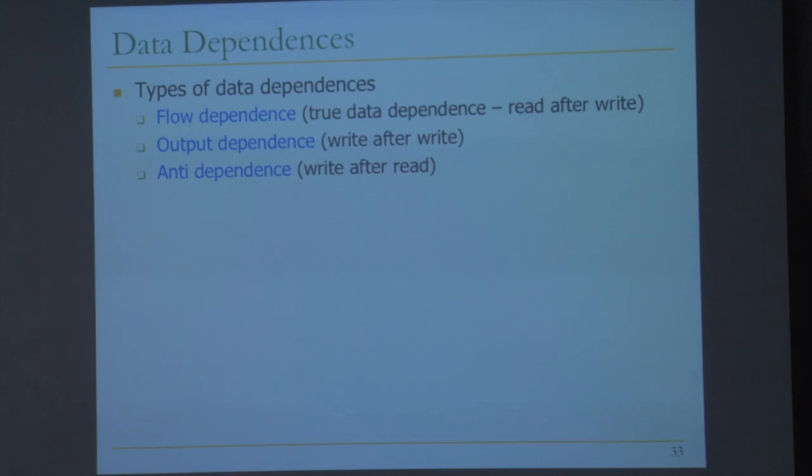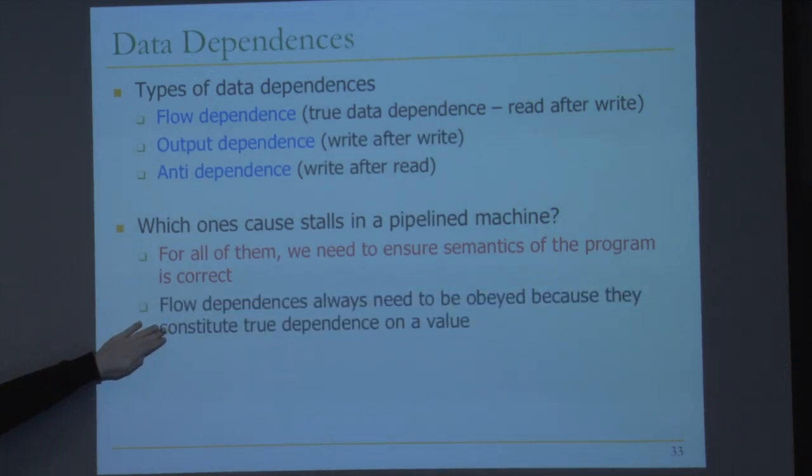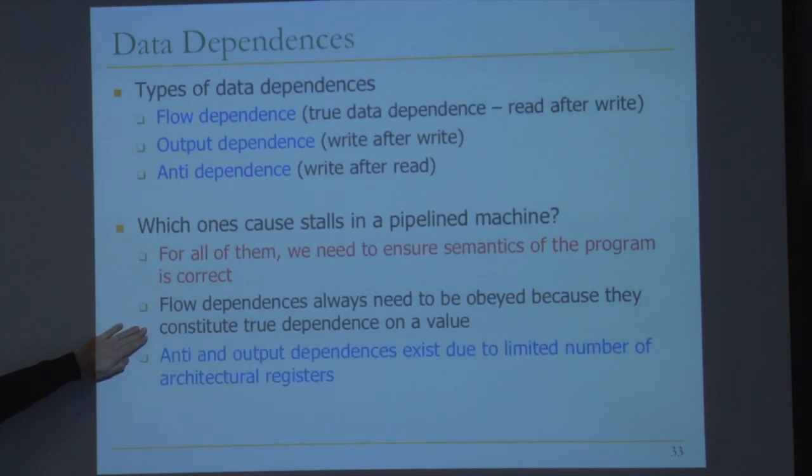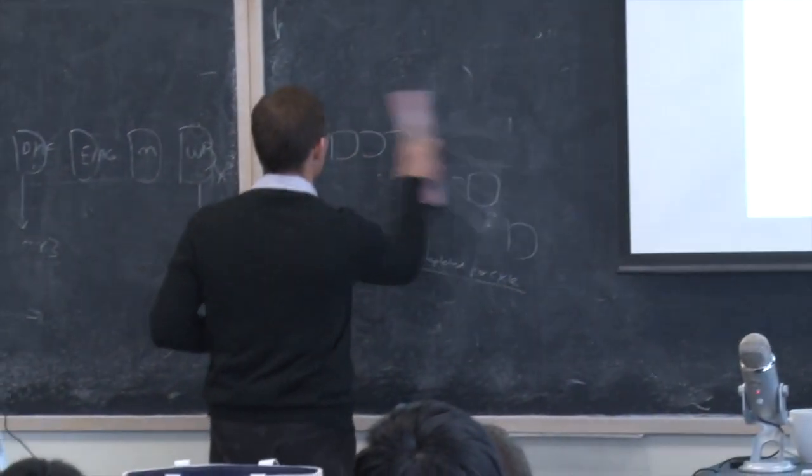And you need to ensure correct semantics for all of these. For all of them, you need to ensure the semantics of the program is correct. You cannot reorder these in the program. Flow dependencies, well, you need to obey all of them, but flow dependencies you especially need to obey because they constitute true dependence on a value, right? This is not as fundamental if you think of anti and output dependencies. They're really dependent on a name. And I'll foreshadow this because we're going to fix some of these with out-of-order execution later on.